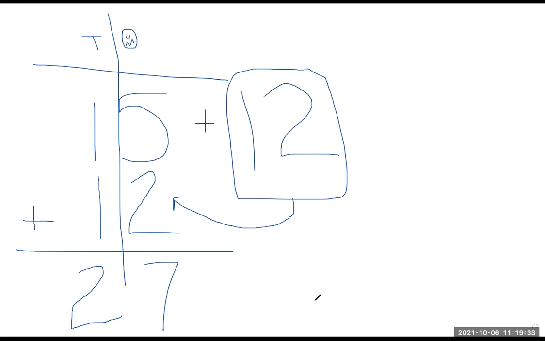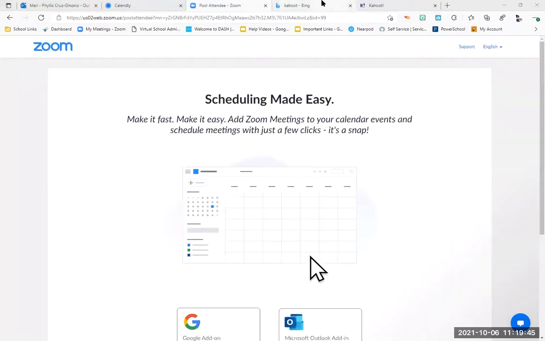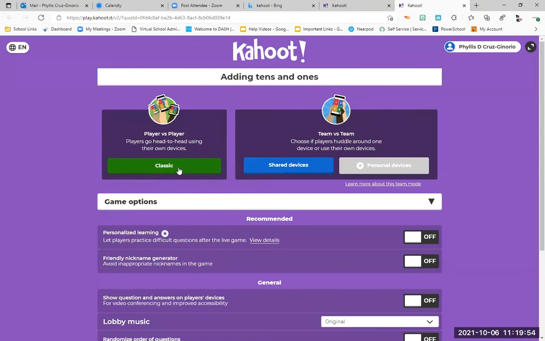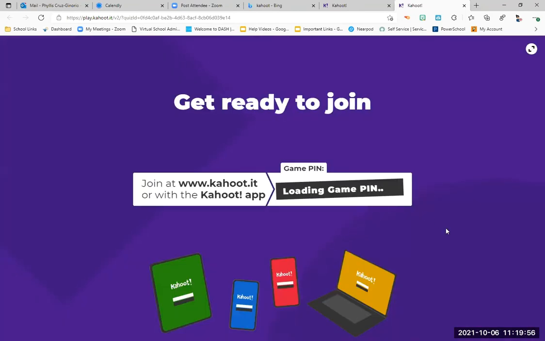Now let's do our, I'm going to stop share. Let's do our Kahoot and be done. Okay, this is going to go so fast. I think your head is going to be a little spinny today. So let me pull up our Kahoot. Play, play, play. Loading our game pin number.